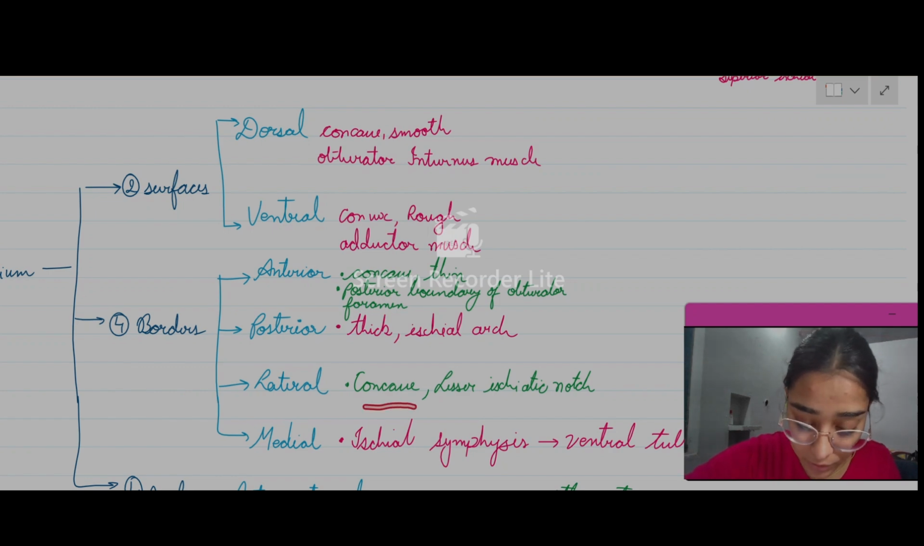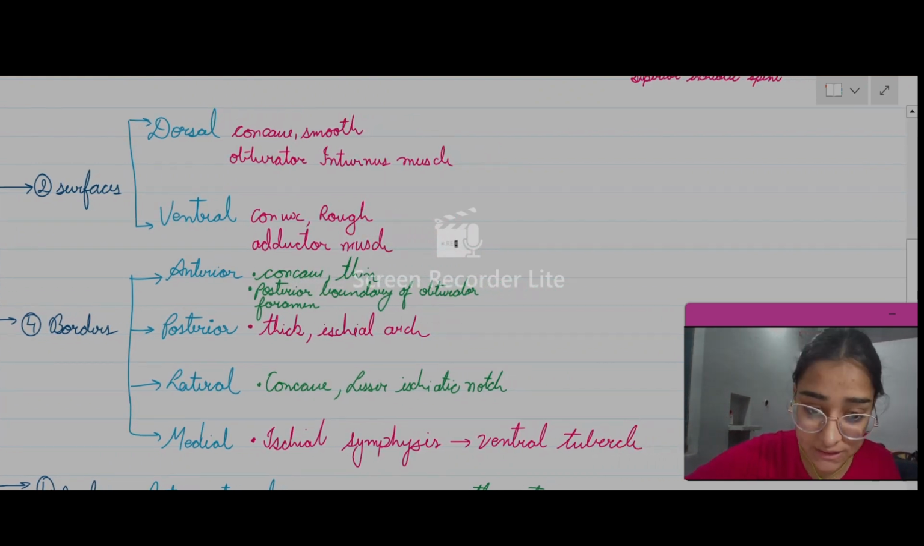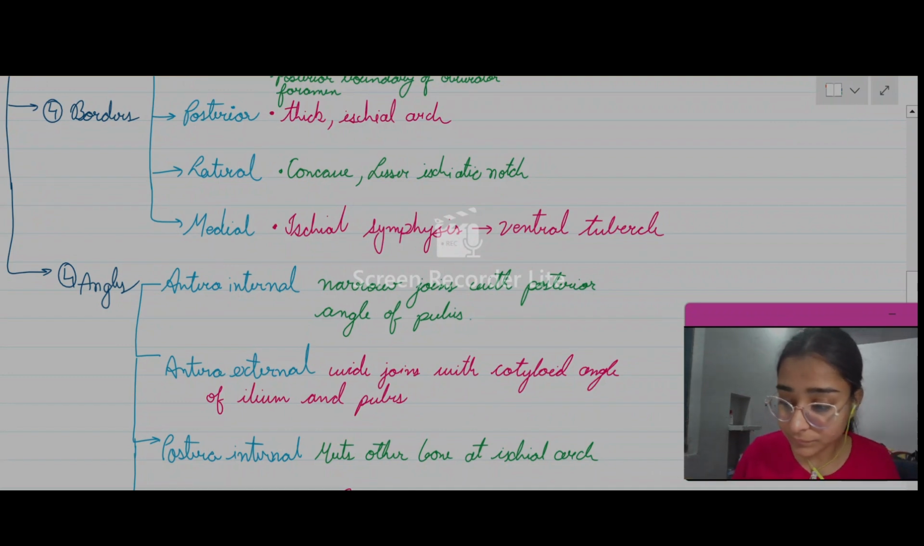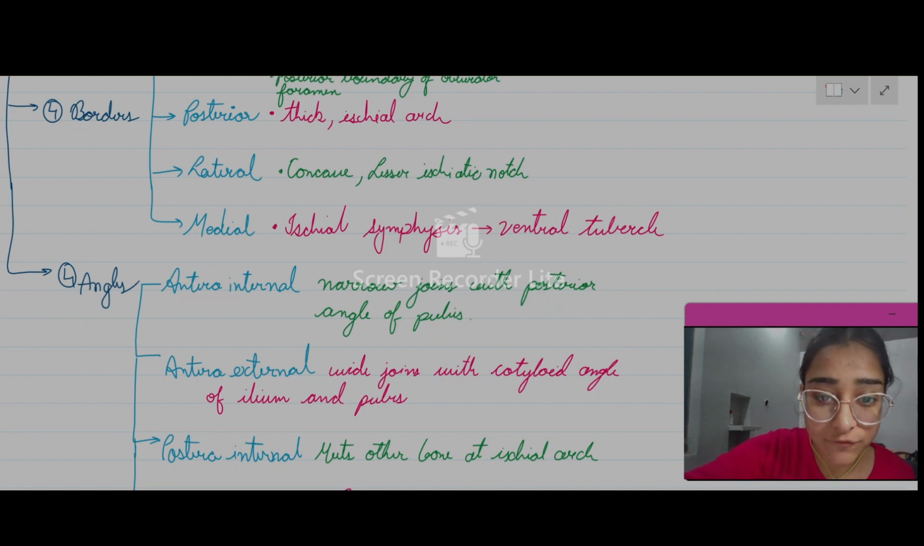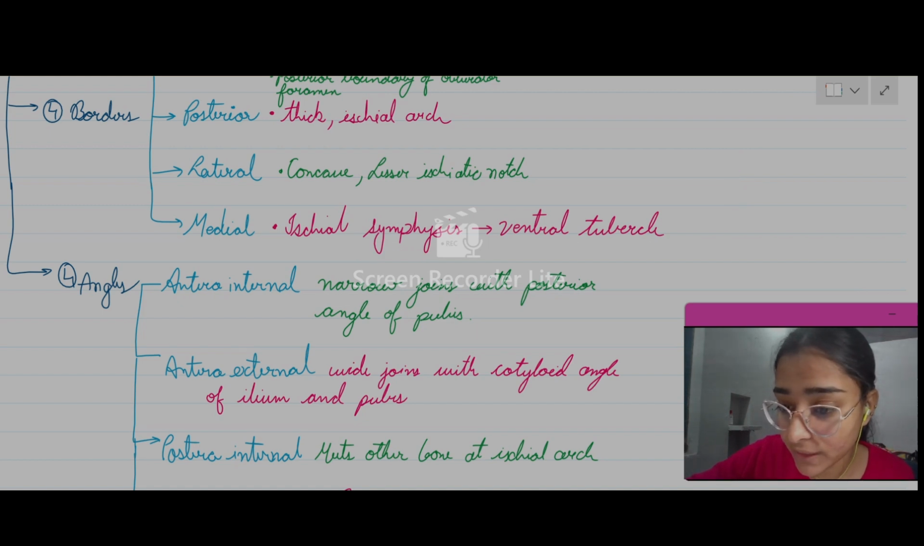This lateral border is convex with lesser ischiatic notch, and medial border joins with the similar border of the bone of the opposite side. And this forms the ischial symphysis. So ischial symphysis is formed by the similar bone of the other side. And if I talk about ventrally, at the middle of the symphysis there is a prominence which is known as ventral tubercle, and anterior internal angle is narrow and joins with the posterior angle of the pubis.